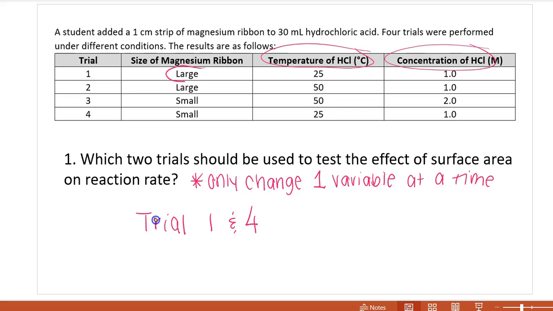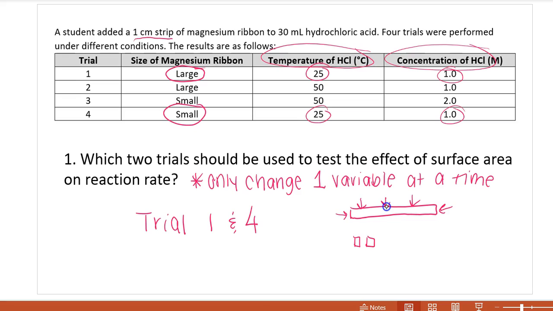Trial 1 has a large piece of magnesium ribbon. Trial 4 has a bunch of small pieces of magnesium ribbon. They're at the same temperature and the same concentration. The key for size, you're still using a 1 centimeter strip. The only difference is if you have a large strip, you have very little surface area available for collisions. And the more collisions we have, the faster that reaction is going to go.